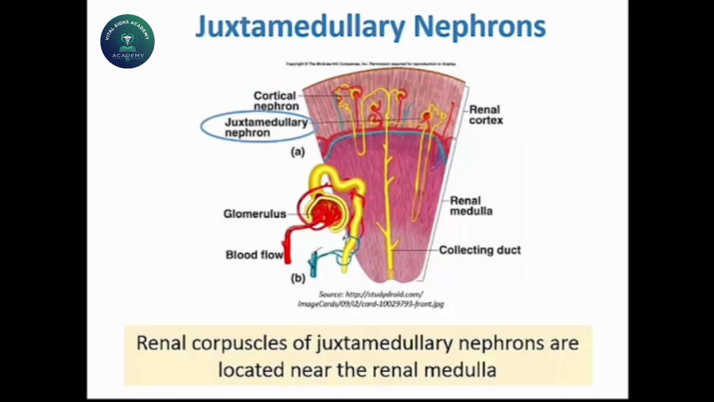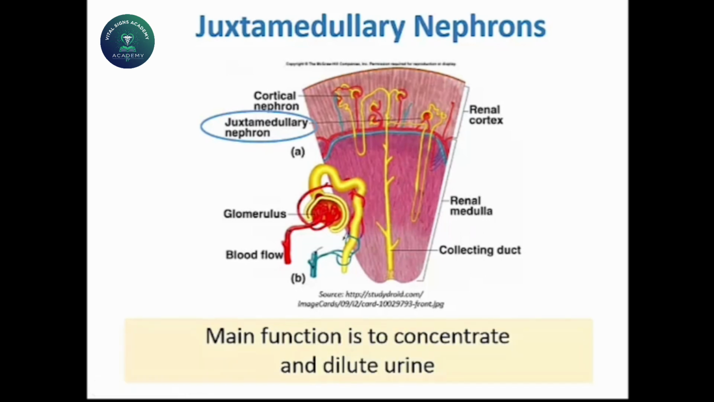The second type of nephrons are juxtamedullary nephrons. The renal corpuscle of juxtamedullary nephrons is located near the renal medulla. Here is an example of a juxtamedullary nephron whose renal corpuscle is located near the renal medulla region. Juxtamedullary nephrons, that is about 15% of them, concentrate and dilute urine. In the next video, we will talk about functions of the nephron.